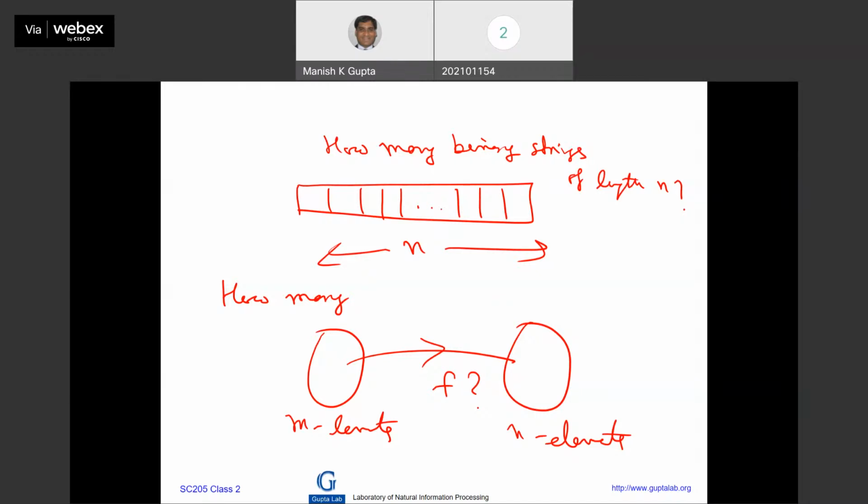Any idea how many functions there are from a set of m elements to a set of n elements? First of all, the definition of a function should be clear, right? For each element in, I can call it set A. How much? पावर में तो होगा, क्या होगा पावर में? n की पावर m. क्यों?